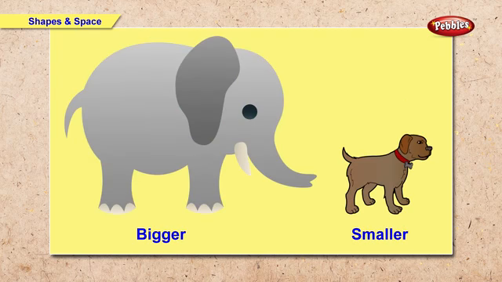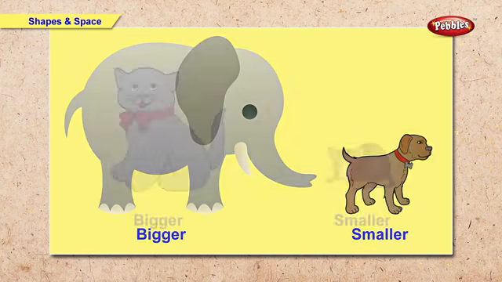Now we have an elephant and a dog. Which is the bigger animal and which is the smaller animal? Who's going to tell me? Right. An elephant is the bigger animal and a dog is a smaller animal.